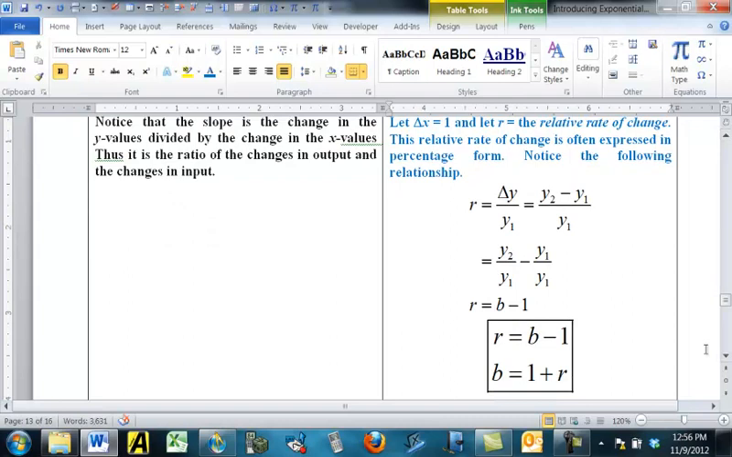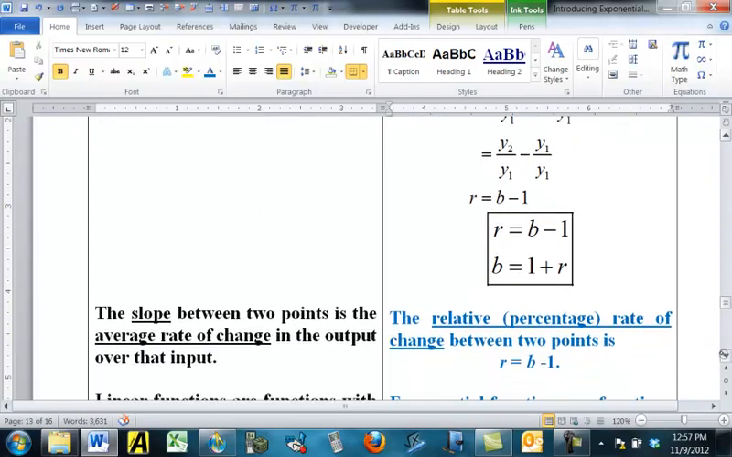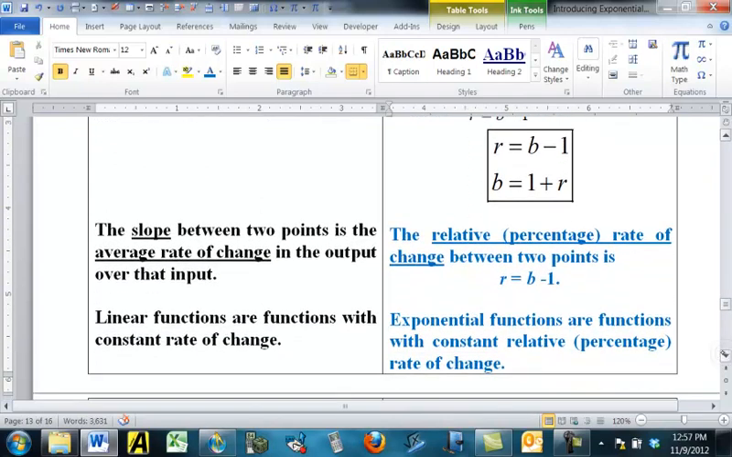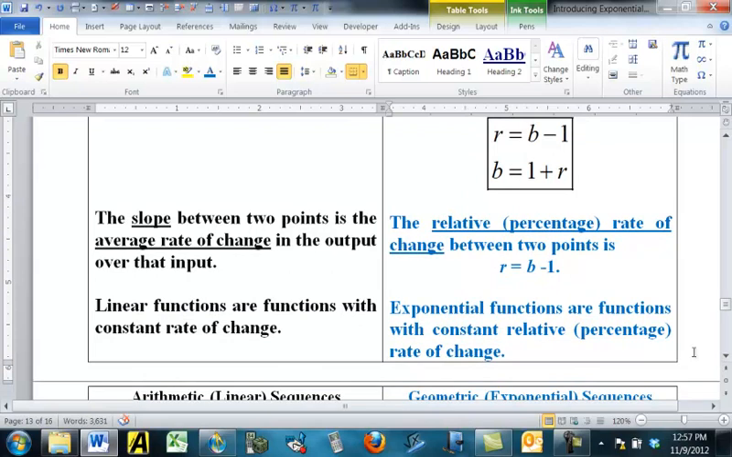So I will never use r for the common ratio. The common ratio in an arithmetic or a geometric sequence is actually the base. But we get this relationship that r is b minus 1, or b is 1 plus the rate. So if you don't remember anything else, this is what you should really remember. The slope between 2 points is the average rate of change in the output over that input, and linear functions are functions with a constant rate of change. Relative or percentage rate of change between 2 points is r, which is b minus 1, and exponential functions are functions with a constant relative or percentage rate of change.